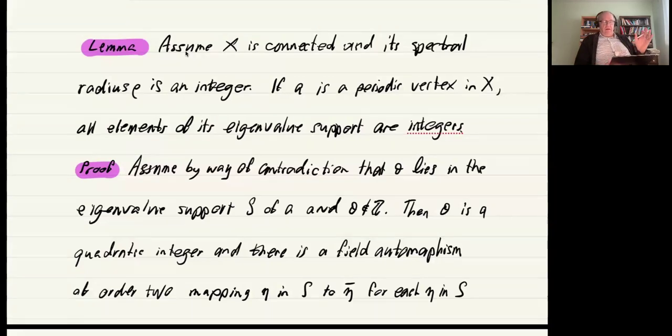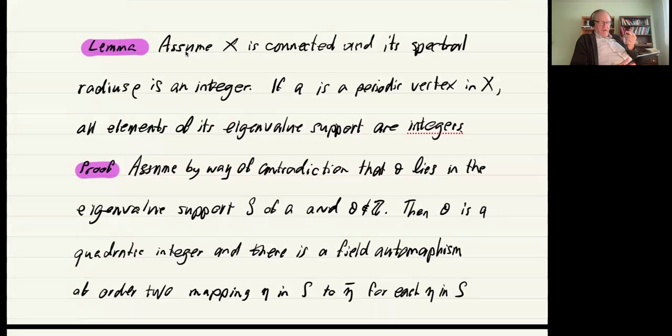So that then is a necessary condition on the eigenvalue support for a regular graph which admits perfect state transfer. Okay, so we're going to prove this. Assume by way of contradiction that theta lies in the eigenvalue support of a, and that theta is not an integer. Then theta is a quadratic integer. So by the theorem, theta is half of A plus B_r root delta over 2. It satisfies a quadratic polynomial with integer coefficients, and in particular, there's a field automorphism which maps theta to its distinct algebraic conjugate.